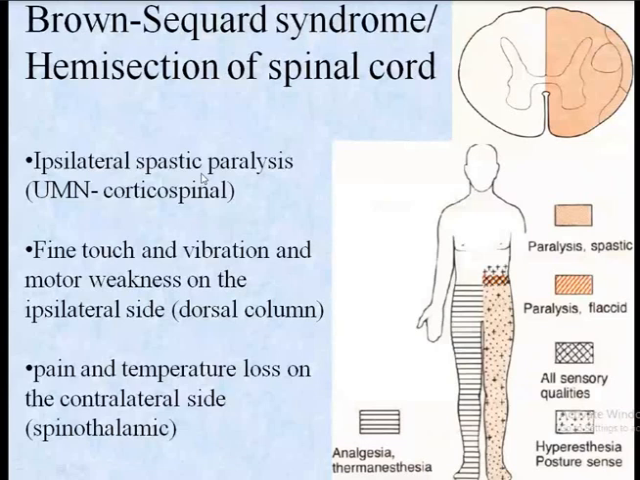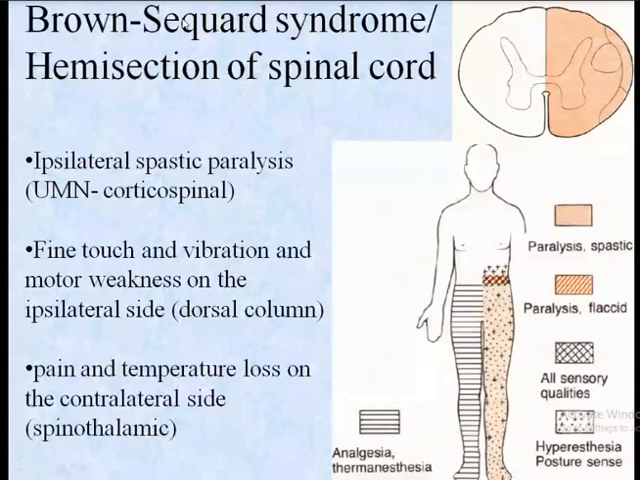Then loss of fine touch and vibration, and even motor weakness on the ipsilateral side, because of involvement of the dorsal column pathway. Okay, dorsal column pathway involvement results in loss of fine touch, vibration and proprioceptive sensation on the ipsilateral side. Pain and temperature loss occurs on the contralateral side because of involvement of the spinothalamic tract. Okay, so spinothalamic tract involvement results in loss of pain and temperature. So these are the different features of the syndrome because of hemisection of the spinal cord.